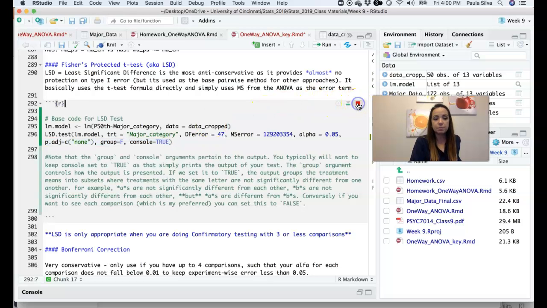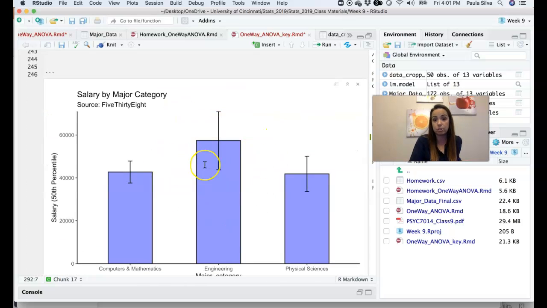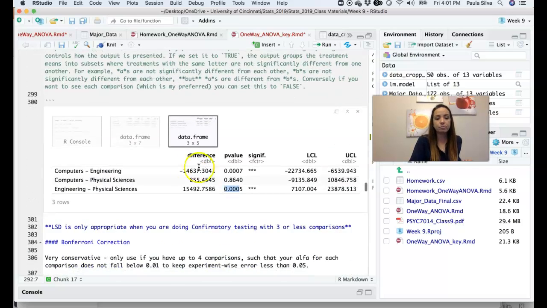But when you run this, what you get is basically all the comparisons that you need. We have computer and mathematics versus engineering: different. Computer and physical science: not different. Engineering and physical science: different. And we know the direction of the difference. Here is computer minus engineering. That's why it's negative, because engineering is higher. And we know it's higher also because we did our descriptive statistics first. So we have engineering better than computer, engineering better than physical science, and no difference between computer and mathematics and physical science.